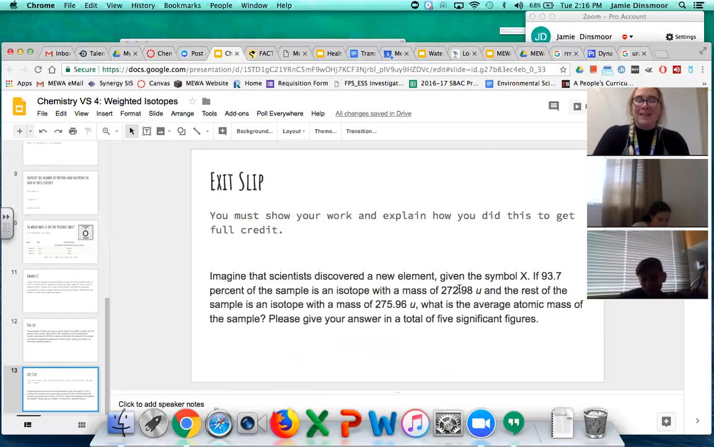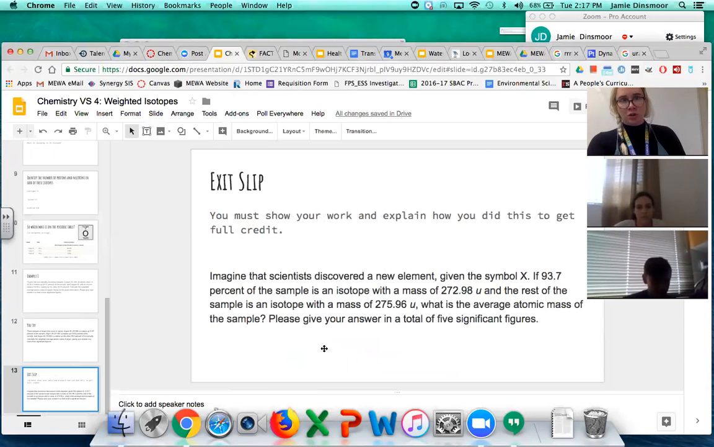Okay, that's the end. Now you're going to do an exit slip for the same kind of concept here, right? You're going to work with this imaginary element symbol X with 2 isotopes. In this case, I'm not telling you the percent of the second isotope. You can use some subtraction to figure that out. And you're going to give your answer in a total of 5 significant figures. This is a great opportunity. Write your work out. Show me everything you do, right?